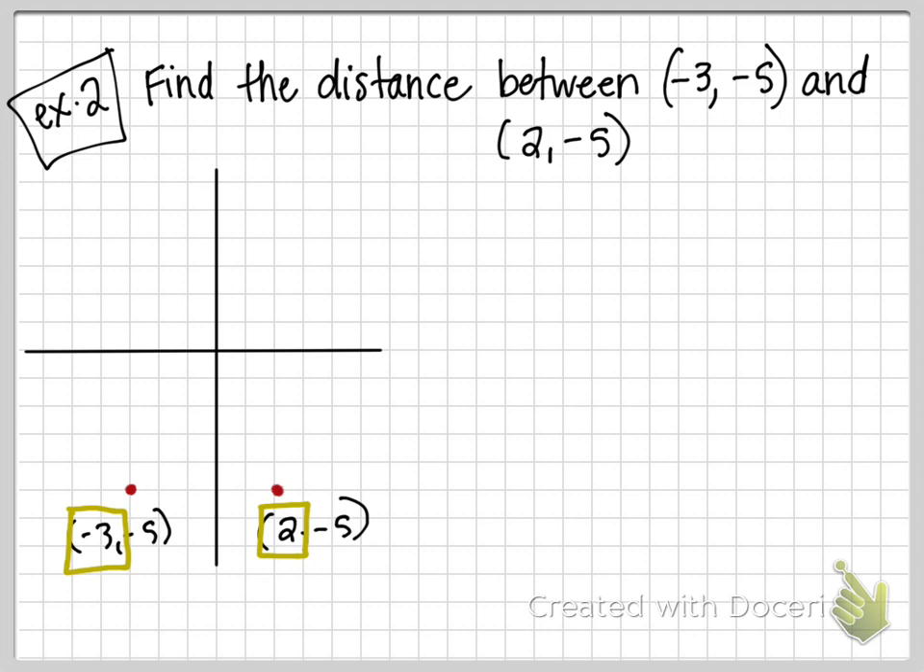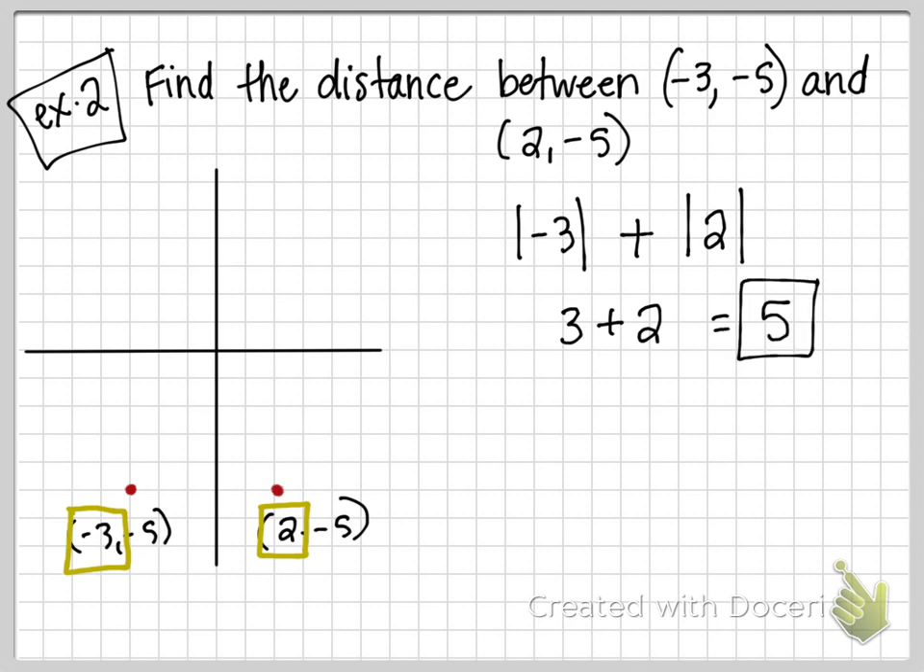What is the absolute value of -3? 3. And what's the absolute value of 2? 2. Good. Different quadrants, what do we do with those absolute values? We add. So the absolute value of -3 plus the absolute value of 2. The distance between these 2 points is 5, right? We can double check by counting 1, 2, 3, 4, 5. So that is correct. There are 5 units in between -3 and +2.